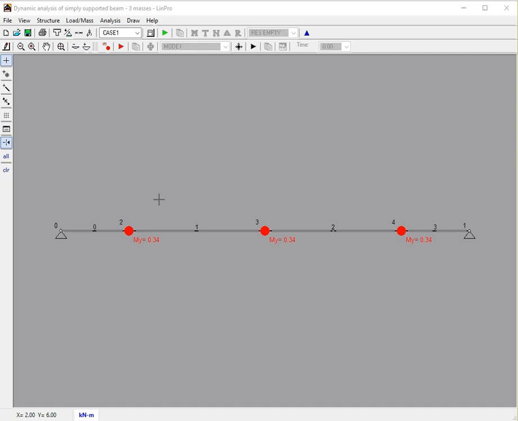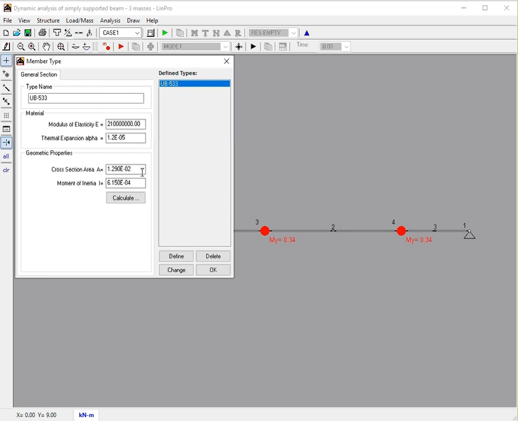So in this case, I have set up three nodes to lump the masses, so we have the same member properties as before.